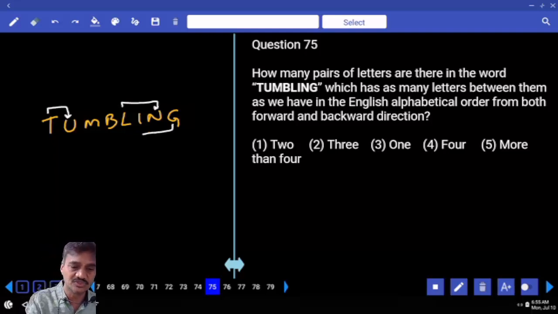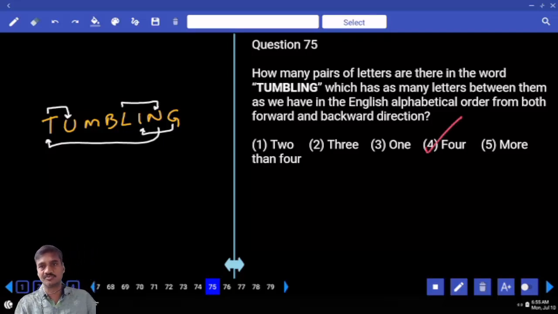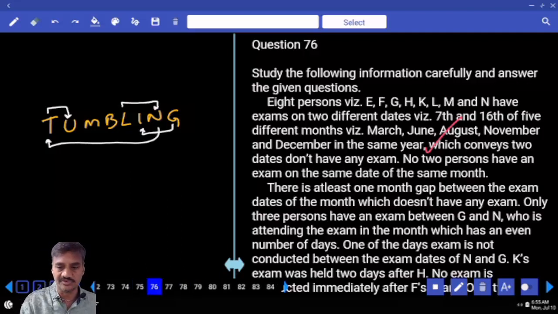And again in the reverse, G and I, there is one pair. G, H, I, J, K, L, M, N. N, O, P, Q, R, S, T. N and T, there is one more pair, isn't it? And next one, I, J, K, L, M, N, L, M, N, O, P, and B, C, D, M, N. And that's it. Hence, how many are there? There are 4 pairs. Choice 4 for question number 75.